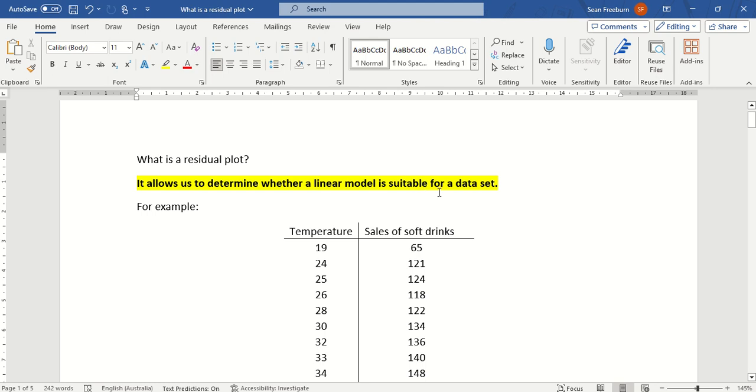Hello students. I wanted to make a quick video here explaining what residual plots are, because often this is an area where my students have struggled a little bit and are a little bit confused as to how to create them and what they represent.